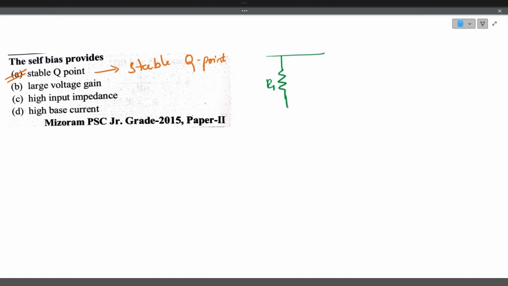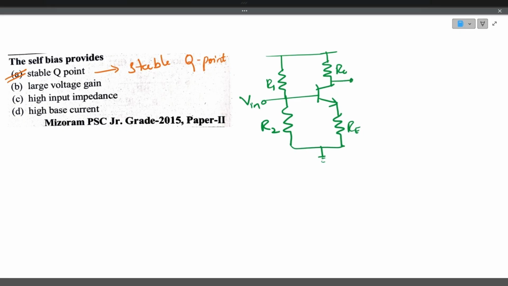Resistance R1, R2, transistor with collector resistance and emitter resistance. This is the basic circuit. Input is given at the base, output is taken across the collector. There is some VCC supply. The equivalent circuit diagram can be given like this.